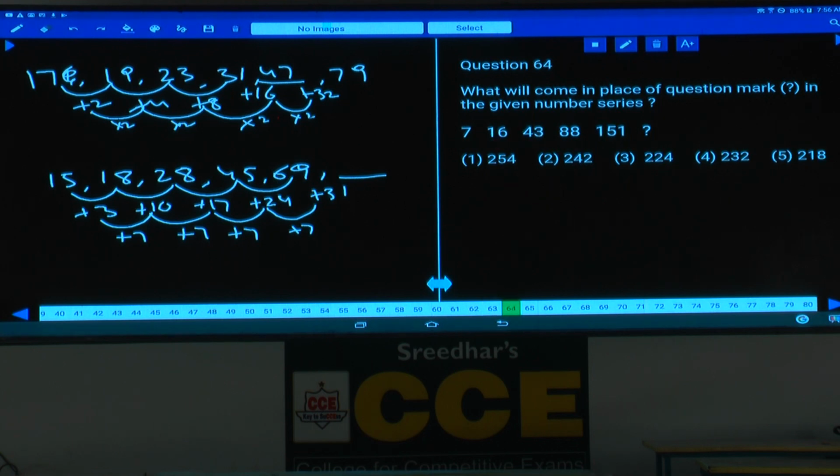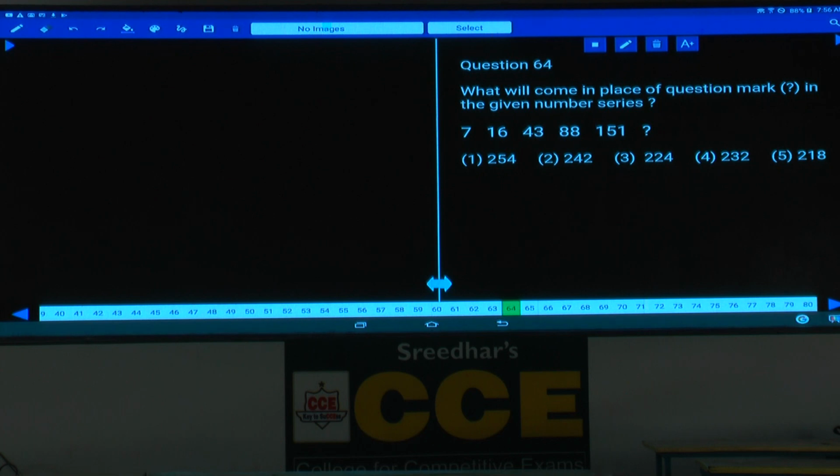Then coming to 64. Now in this question number 64, what are the numbers here? 7, 16, 43, 88, 151. Then 7 and 16, what is the difference here? 7 plus 9 is the difference, because again we are opting for difference, because the numbers are increasing at a very small rate. Next one, 16 and 43, here the difference is how much? 27. And the next difference between these two is 45.